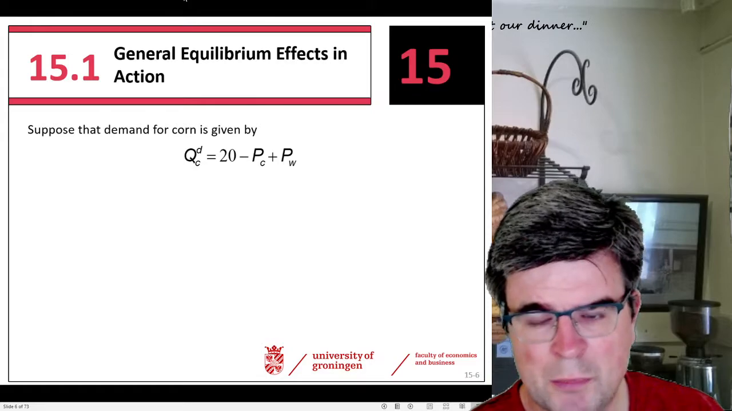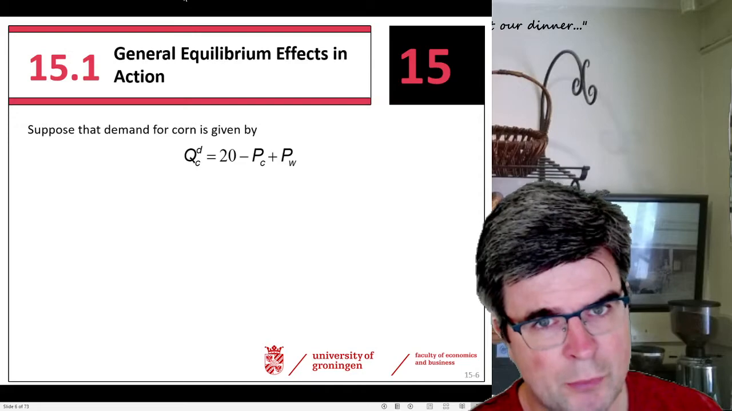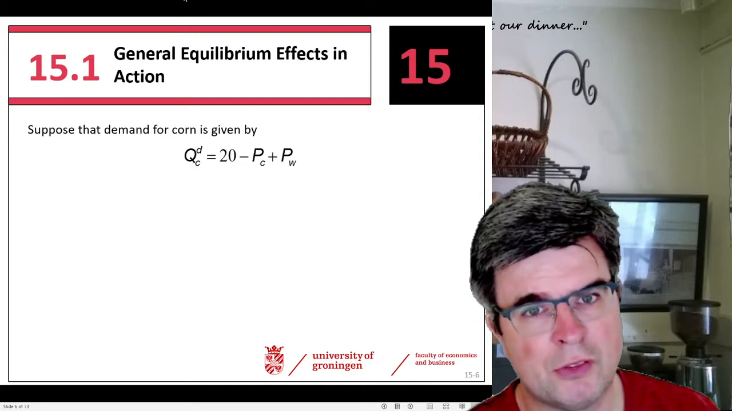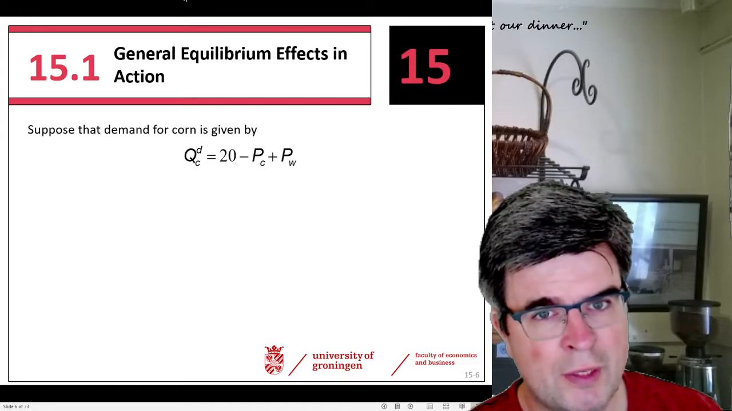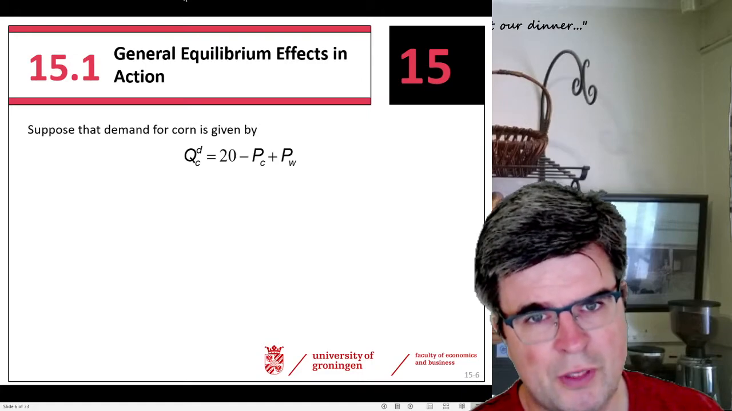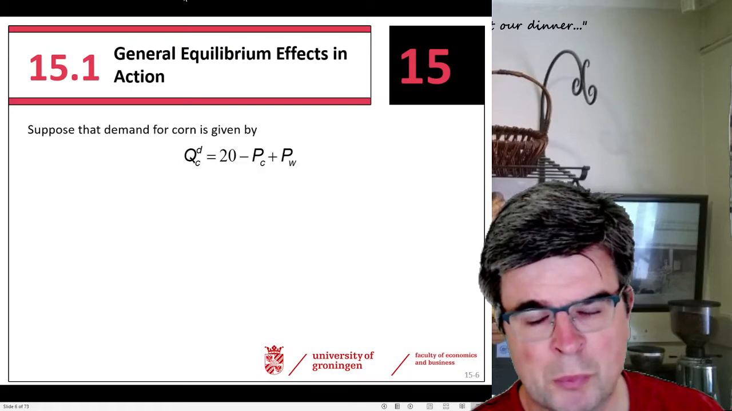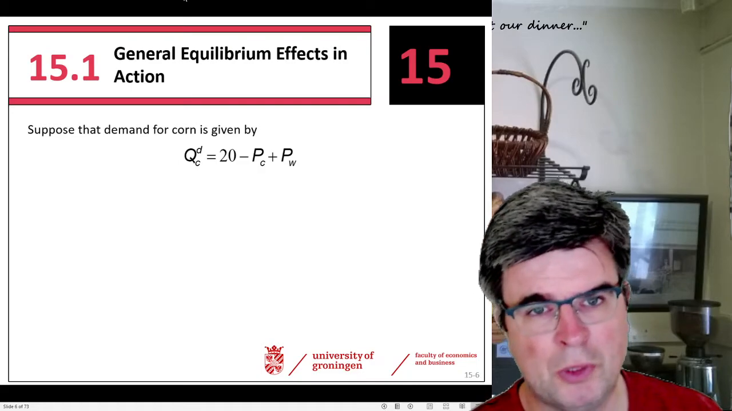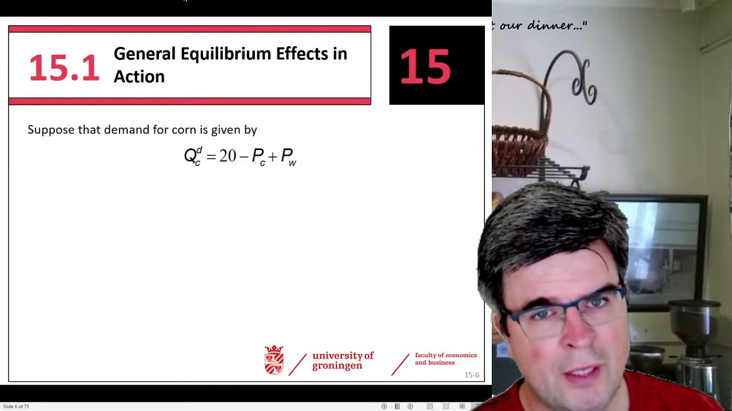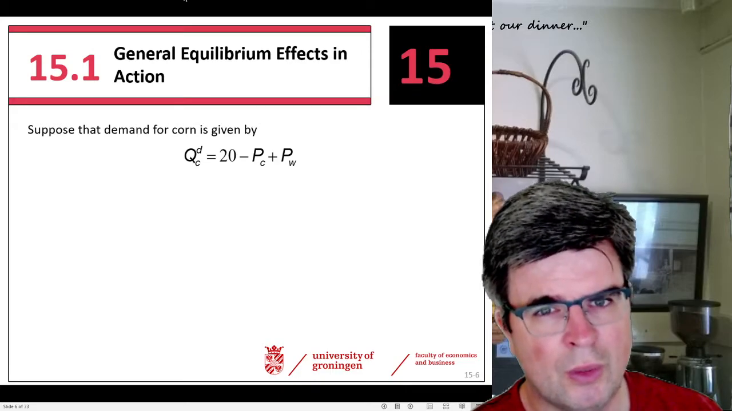So suppose the demand for corn is given by 20 minus PC, which is the price of corn, plus PW, which is the price of wheat. And here already you see the new element that the demand for corn, the quantity demanded, not only depends on the price of corn, but also on the price of wheat. And there's a plus sign here. You can see that an increase in the price of wheat increases the demand for corn. So apparently these two are substitutes.